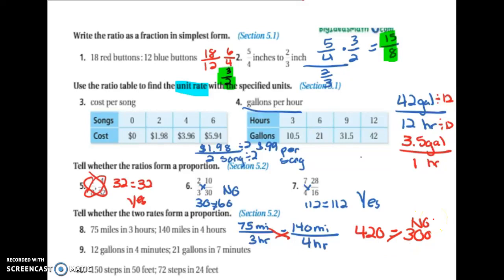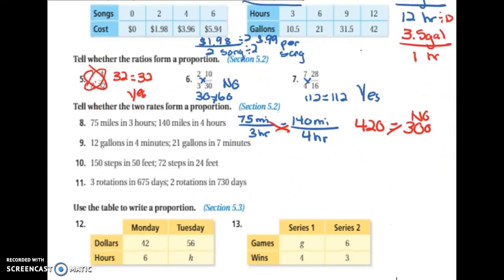For your second one here, let's see. Can I move down a little bit? Oh, sure can.